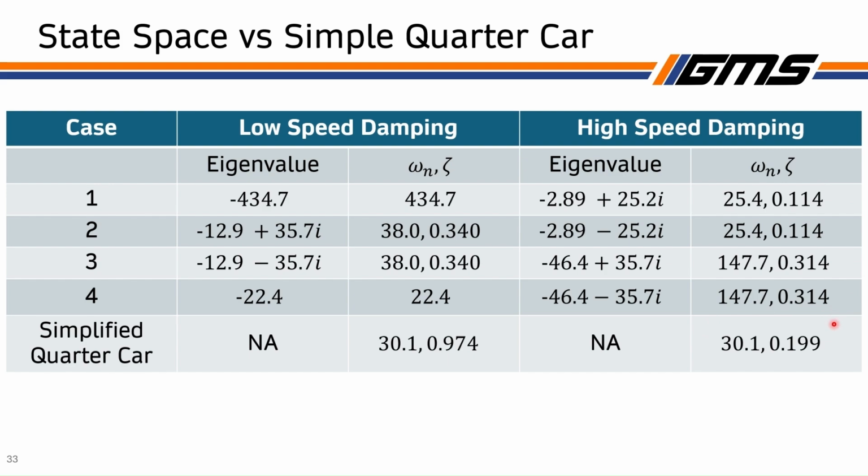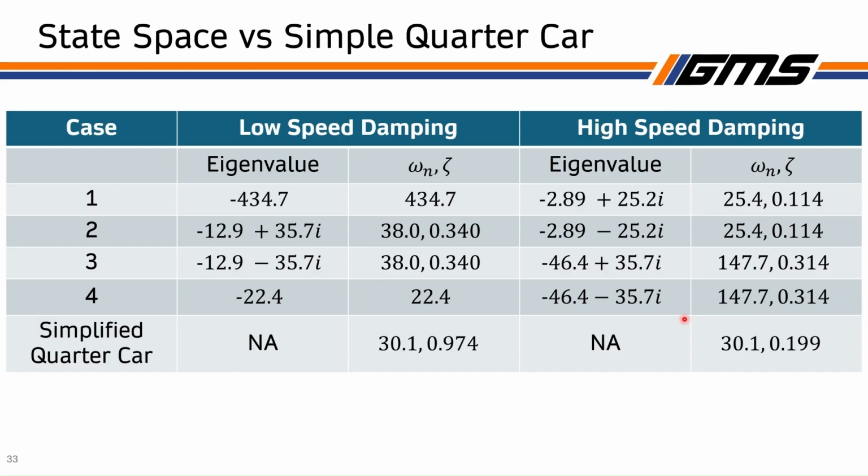And you can see even our simplified quarter car model predicted that, right? The damping here is really not that great. So again, to reiterate, you want to minimize the amount of imaginary terms that are in your eigenvalues in order to get closer to a car that feels quote unquote critically damped.